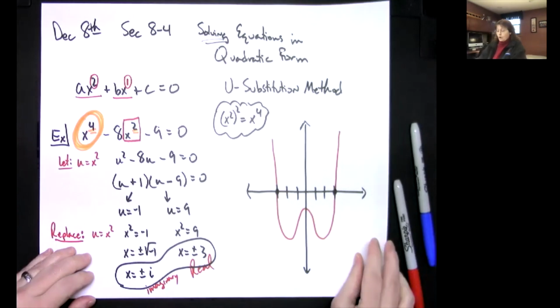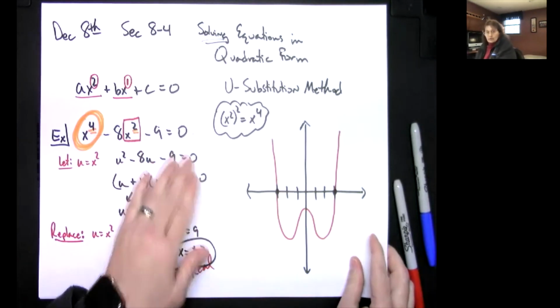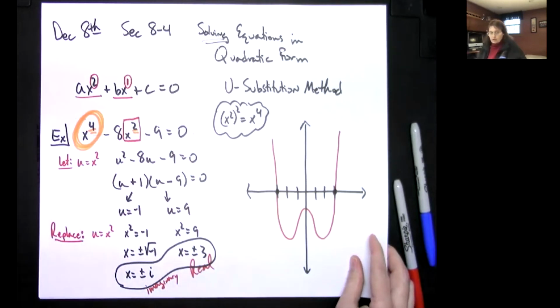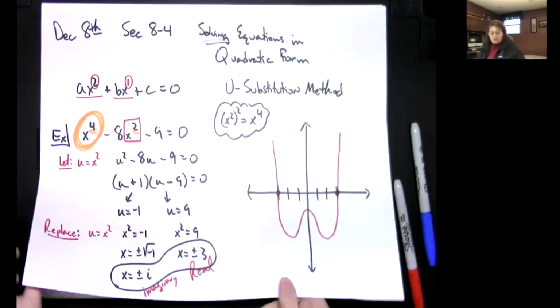All right, so basically this is what we're going to do. Now, this one was obviously a straightforward one because it was just a little x squared and an x to the 4th. They're not all going to be this straightforward. That's where the challenging part comes in.